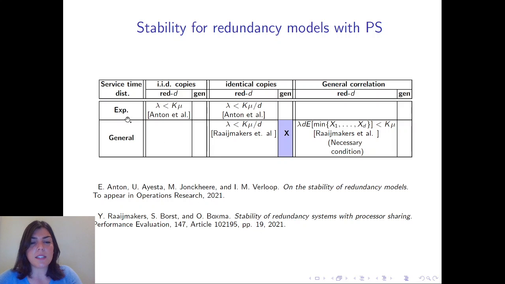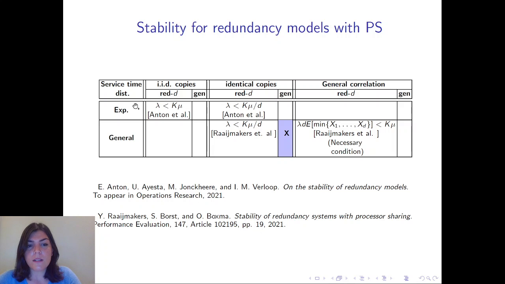First, under exponentially distributed service time and IID copies, in a previous work we have characterized the stability condition for the redundancy d model. And we show that this is given by lambda needs to be smaller than k times mu. We observe that this is independent of the number of copies in the system, and that is also the maximum stability condition that one can obtain under exponentially distributed service time.